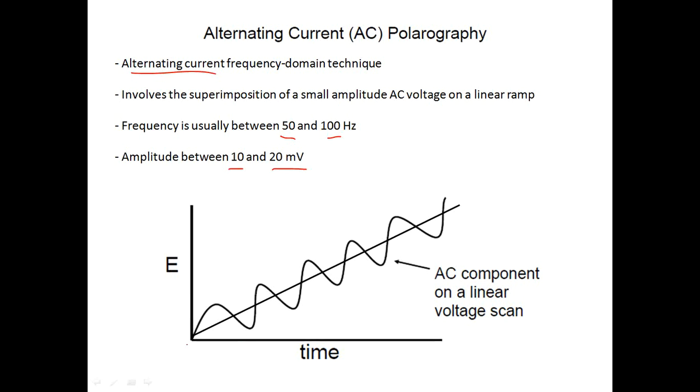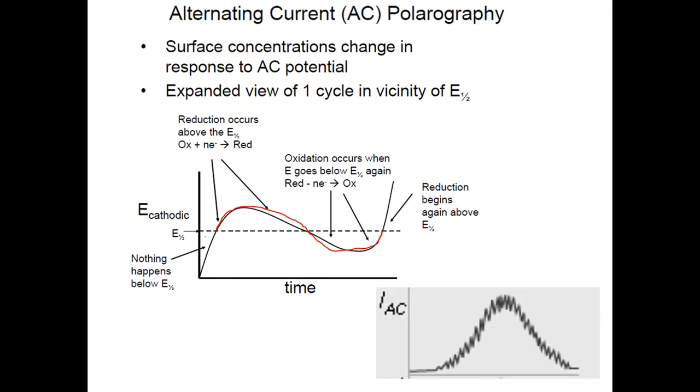Now consider one cycle of the AC component at the E half value, as shown here. If the AC potential goes above the E half value, a reduction reaction occurs, where the oxidant species takes up electrons from the electrode and undergoes reduction. When the applied voltage goes below the E half value, an oxidation reaction occurs, where the reduced species formed here loses electrons and undergoes oxidation. The cycle continues as long as the potential is in the E half region.